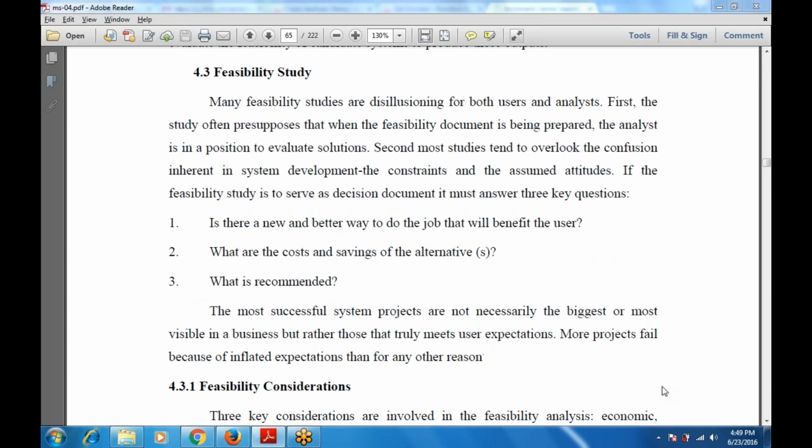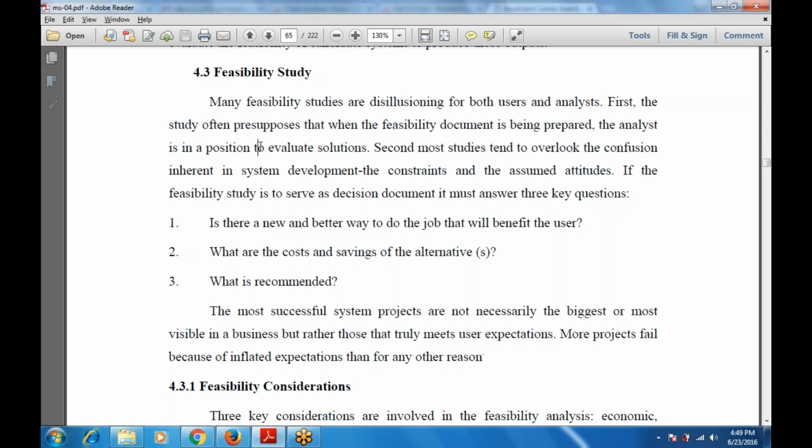So let's start with a feasibility study. Feasibility studies are used by both the users and the analysts, so they are beneficial for both. First of all, the study often presupposes that when the feasibility document has been prepared, the analyst is in a position to evaluate the solution. It is a very easy task for the analyst to evaluate the solution.